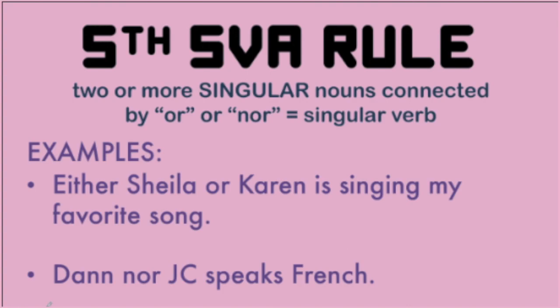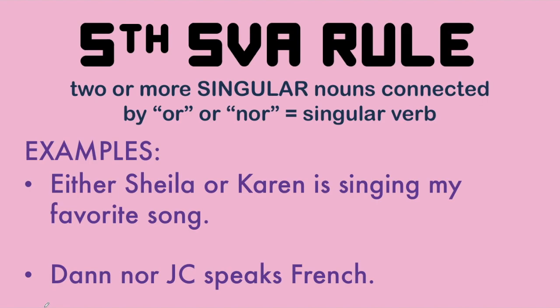Next, we have the 5th SVA rule. And the rule is 2 or more singular nouns connected by or nor, we always use a singular verb. Either Sheila or Karen is singing my favorite song. The idea of this sentence is that we are unsure who's singing my favorite song. We're only talking about one, right? And as you can see, we connected the 2 subjects, Sheila and Karen, using the conjunction or. We use the singular verb is.